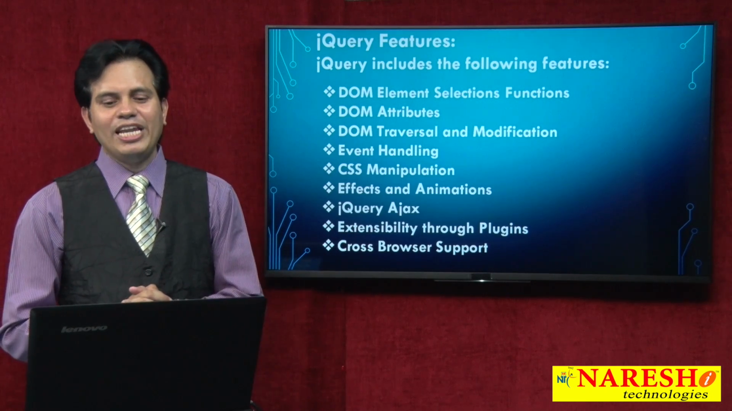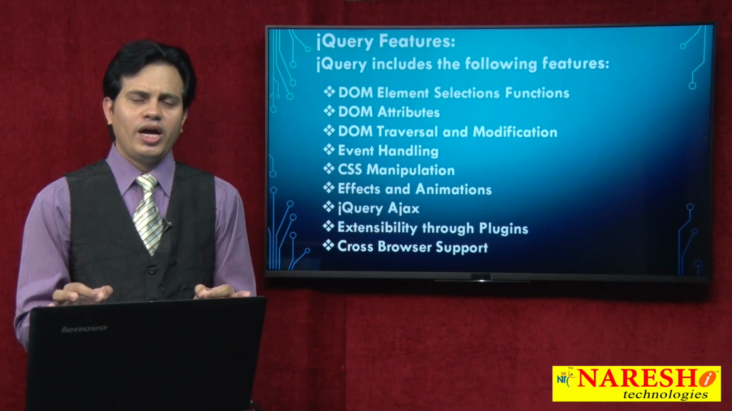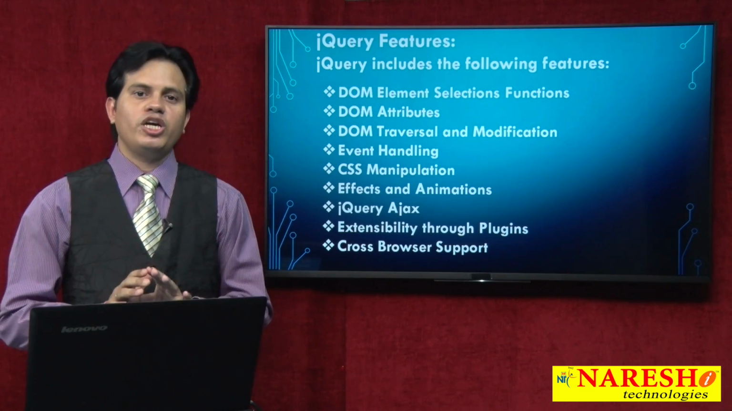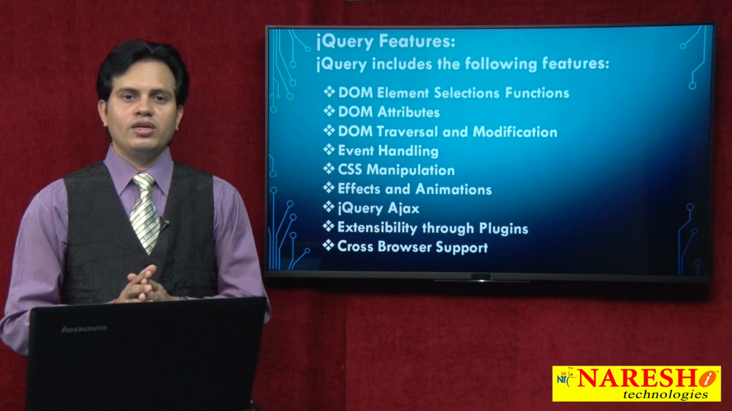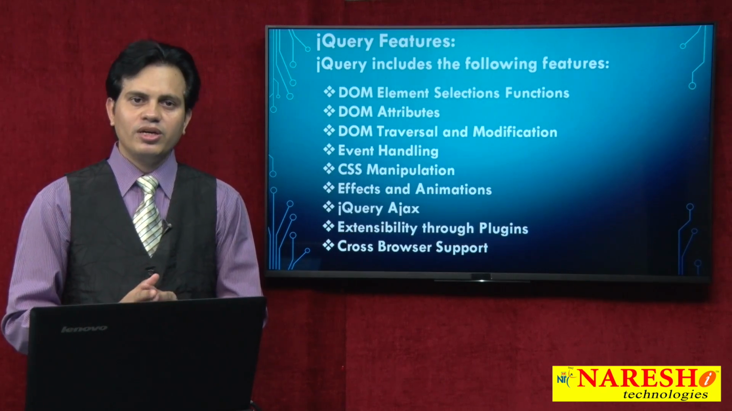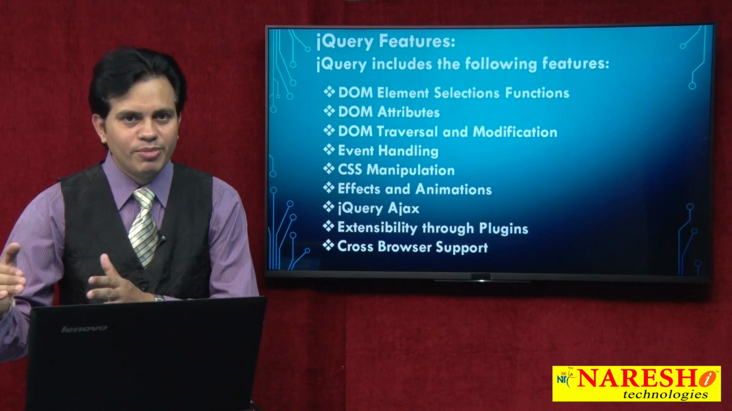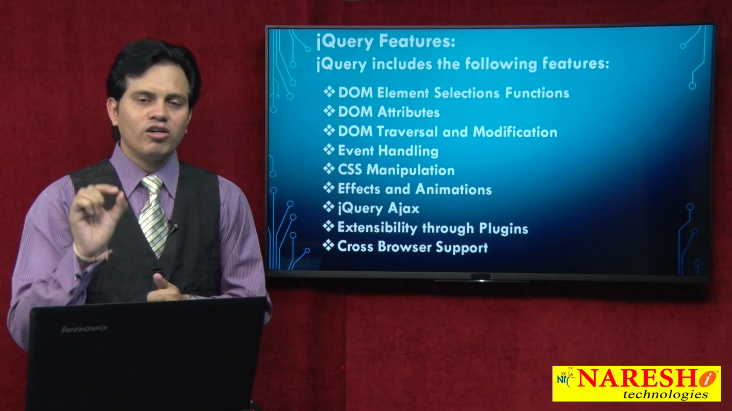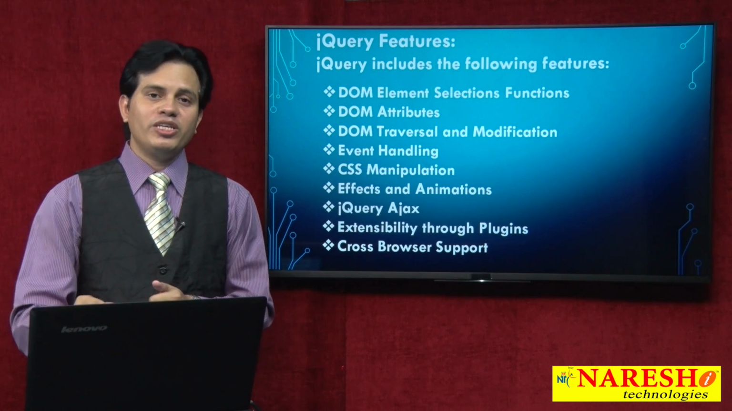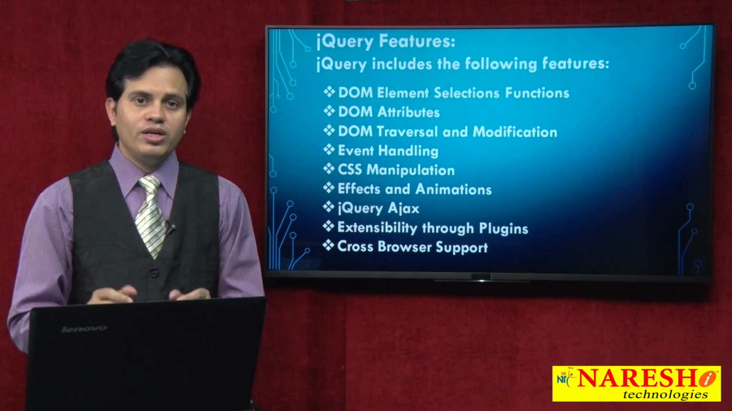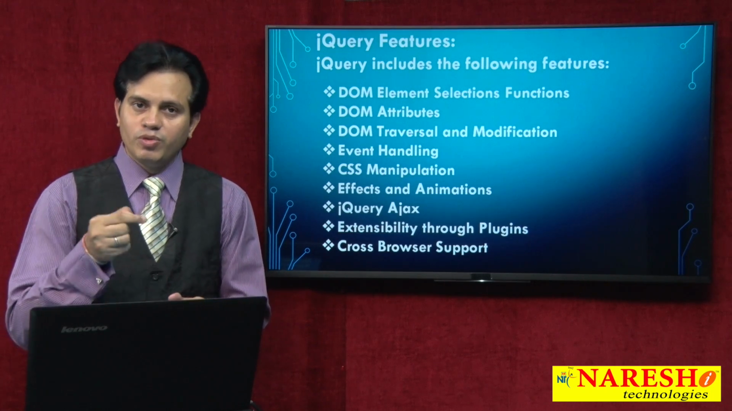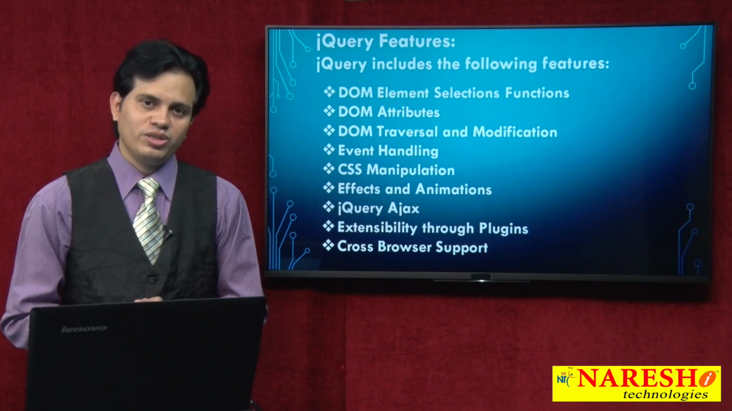Feature number 1, DOM element selection functions, is the most important. According to my experience, it is the heart and the brain of jQuery. If you remove this feature from the jQuery library, it is nothing, because whatever operation you want to perform on your document using jQuery, first of all the document and its corresponding elements have to be selected. Once they are selected, only then can we perform any action. For that, jQuery provides a feature through which we can do this task, called DOM element selection functions.